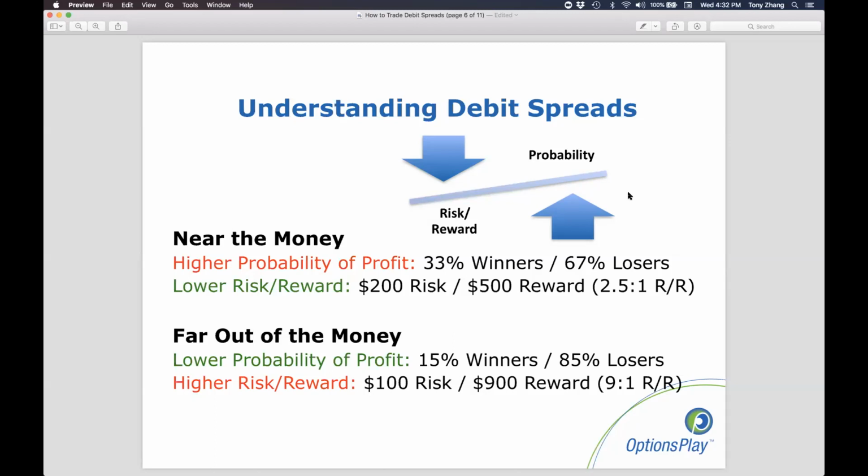So when we're selecting strikes that are near the money, when we're buying the strike that I just explained, you're generally going to have higher probability of profit. So a lot of debit spreads, you'll see they have a probability of profit usually around 35, 33%. Percentage of the trades that are winners. And a lot of people ask me, why do you choose trades that have such low probability? Why wouldn't you pick something higher?